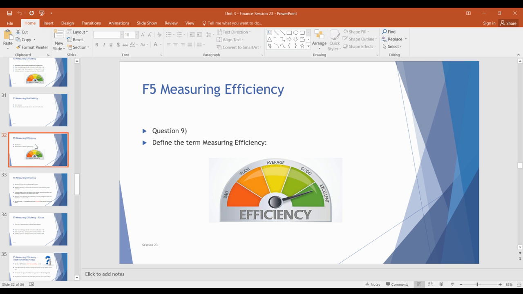So define the term measuring efficiency. Question 9: what is efficiency? Teacher to pause the video and give the learners 1 minute to think about what the word efficiency is, and can we relate it to finance? I'll carry on in 10 seconds.